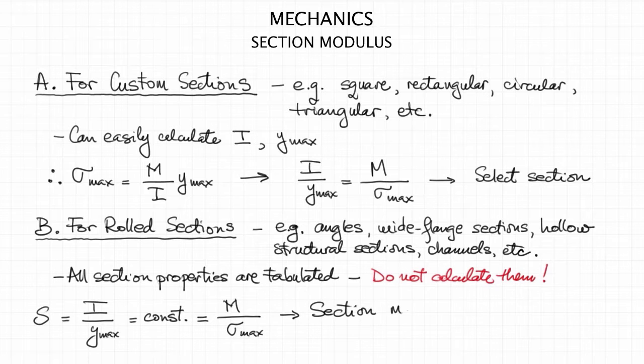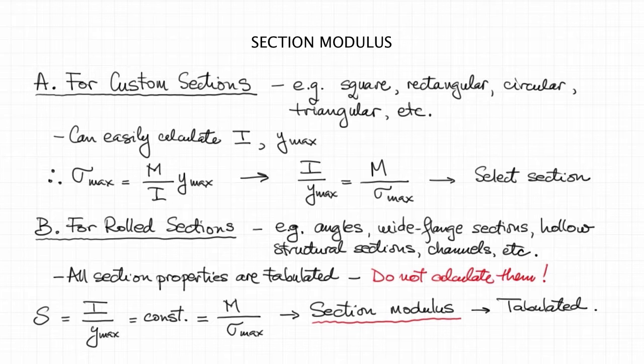Therefore, we defined a new parameter called section modulus, which is a constant equal to the moment of inertia divided by the distance from the centroid to the maximum top or bottom fiber. So section modulus is denoted by the letter S, and again it is a parameter that is tabulated for these sections.